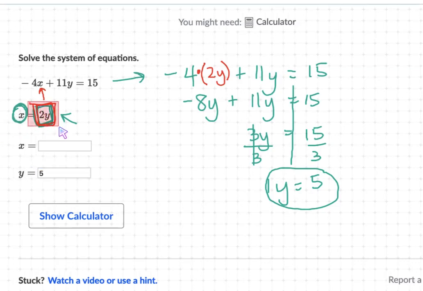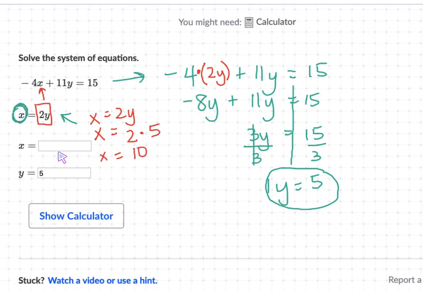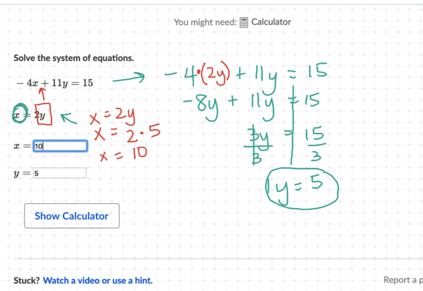Let me go ahead and clean that one up so you can see what it originally was. It originally was x equals 2y. Now that we know y equals 5, we're going to do substitution again. X now equals 2 times 5 because y is the same as 5. So then that means x equals 2 times 5, which is 10. So we have x equals 10 and y equals 5. That's our answer.